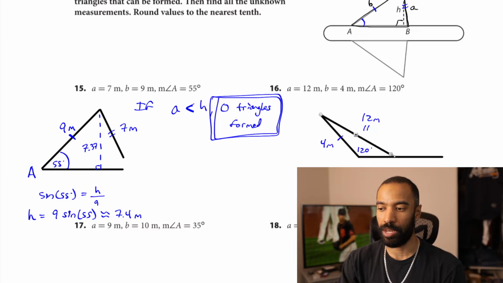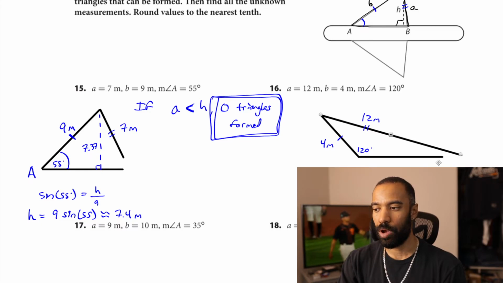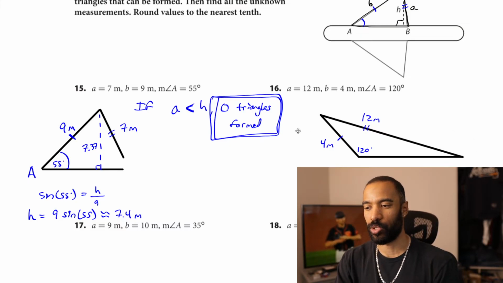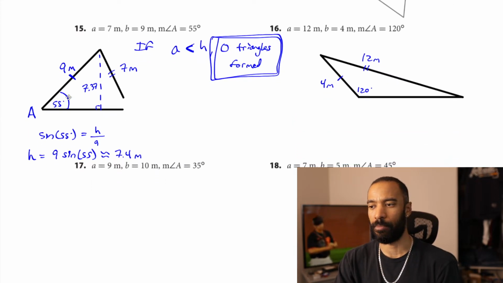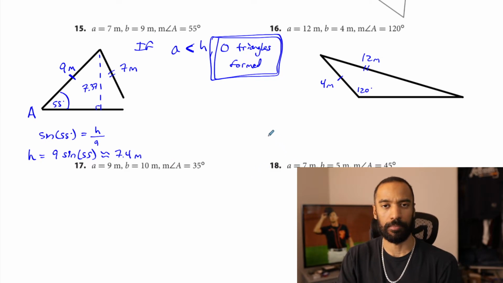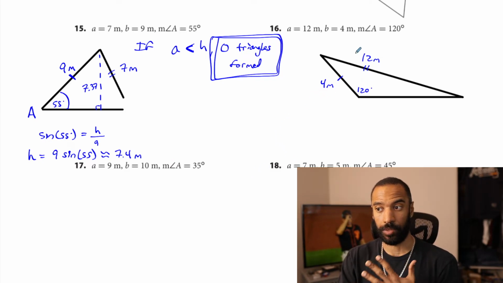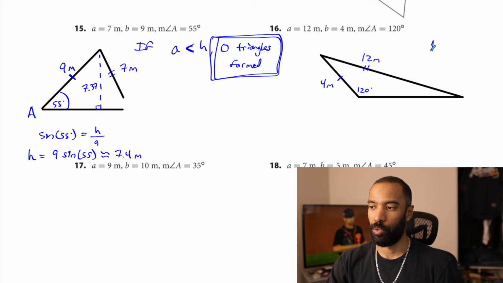So A needs to be more than B in this scenario, and 12 is assuredly more than 4. So as long as 12 is more than 4, A is more than B, a triangle can be formed. How many? Just one. This is the only possible triangle that can be formed, and you might still be wondering how to make more than one triangle, how it's possible to make two. We're going to see them, I think, in one of these problems here. I'll make sure to show you what that has to do with. So how many triangles can be formed? One. One triangle can be formed here.